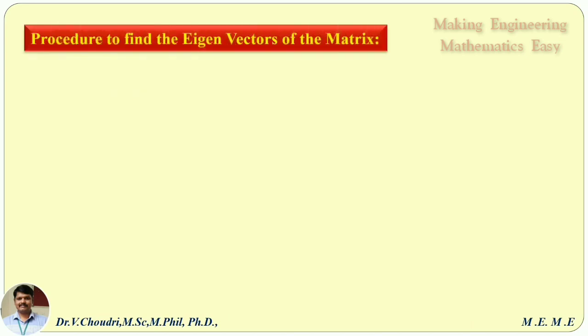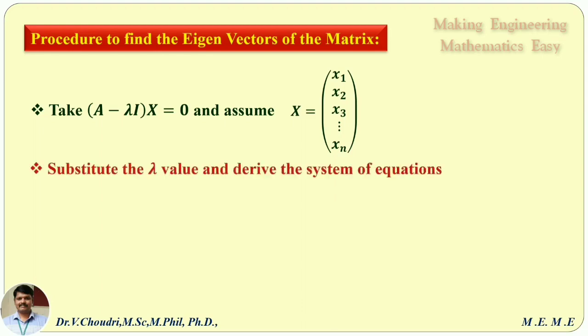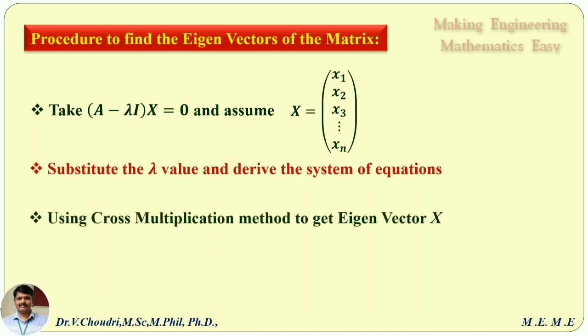Now let us see the procedure to find the eigenvectors of the matrix. Take A minus lambda I into x equal to 0 and assume the eigenvector x equal to x1, x2, x3 up to xn. Substitute the lambda value and derive the system of equations, using the cross multiplication method to get the eigenvector x.